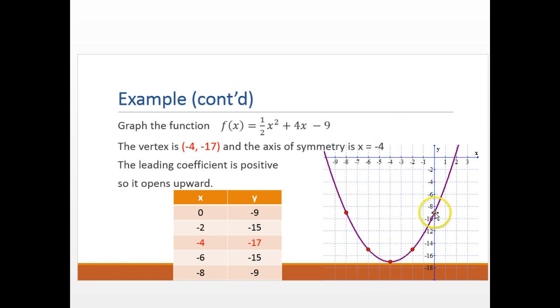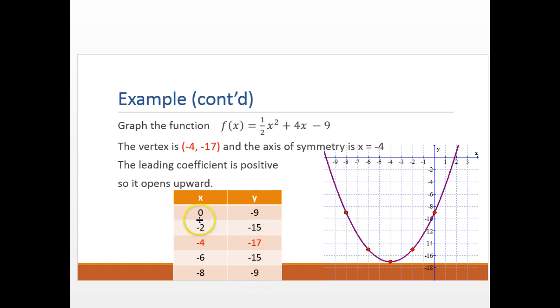So if we know the y-intercept is (0, −9), and we have to count over 4 units to the left to get to the axis of symmetry from the y-intercept, if I count over 4 more units, I should hit another point on the graph, because these 2 points are the same distance from the axis of symmetry. So the points (0, −9) and (−8, −9) logically both fall on this parabola.